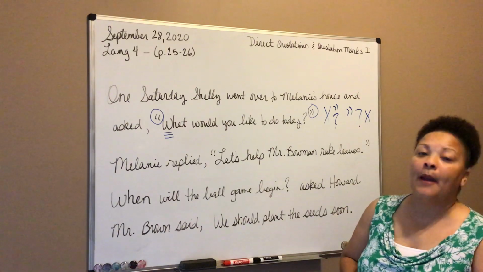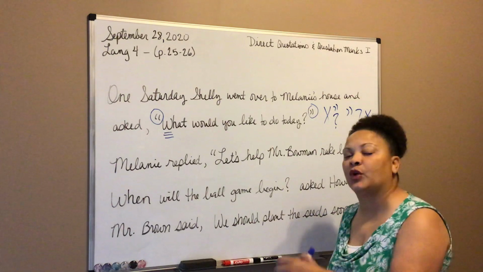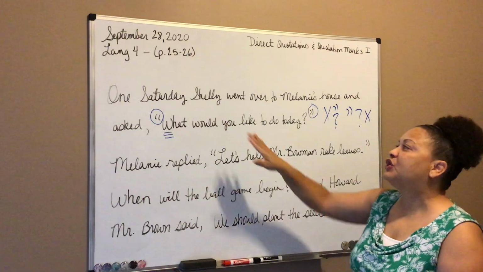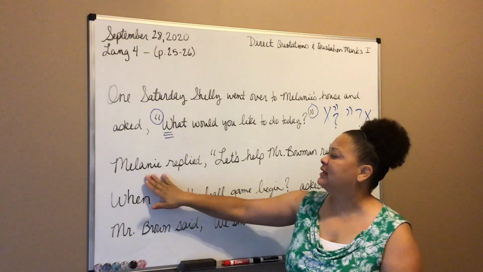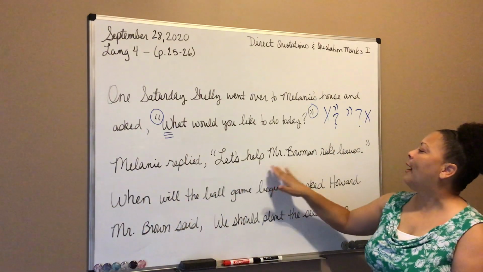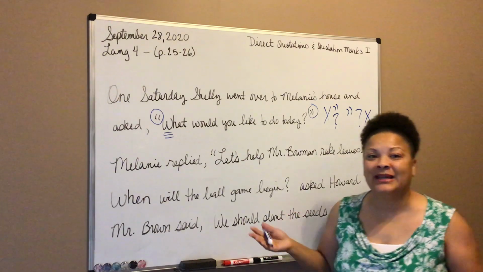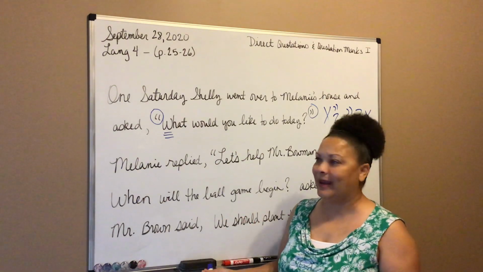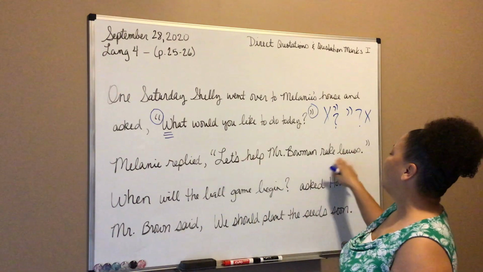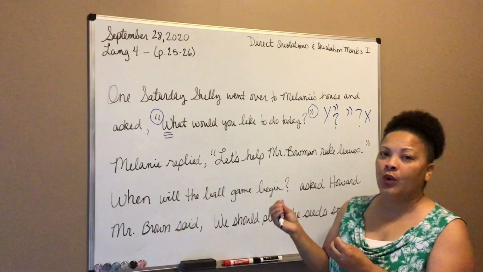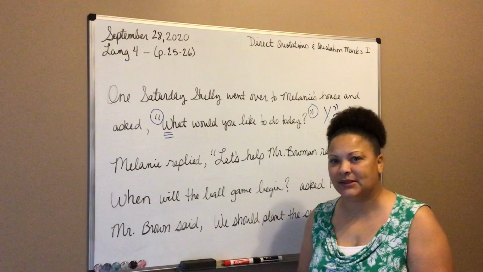It says, Melanie replied. Now, what did Melanie answer? What did she reply to Shelley's question? What she said was, it says, Melanie replied, "Let's help Mr. Bowman rake leaves." So what was it that Melanie replied? What did she say? She said, "Let's help Mr. Bowman rake leaves." So how do we know where what Melanie said begins?